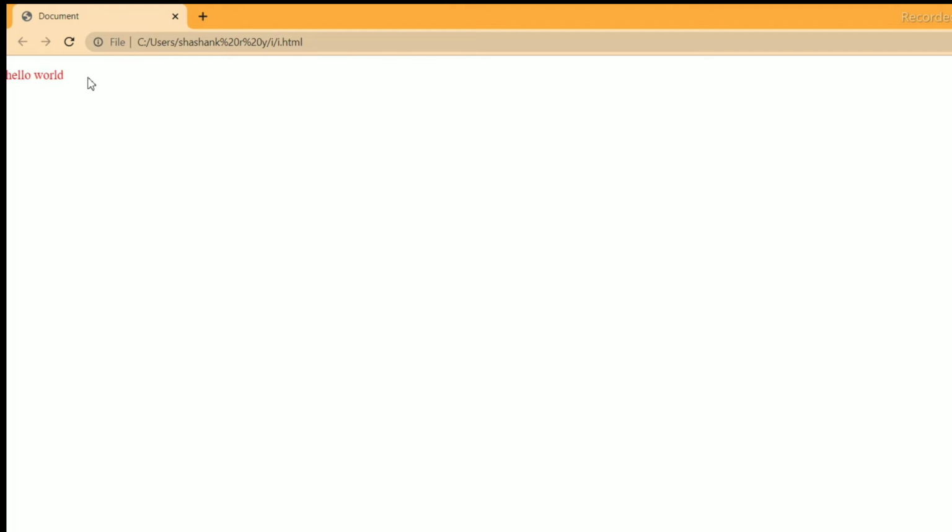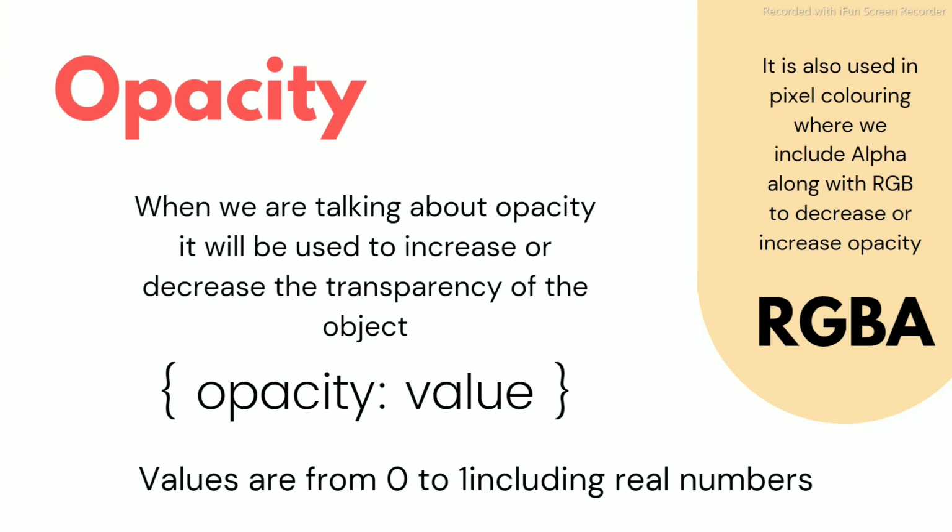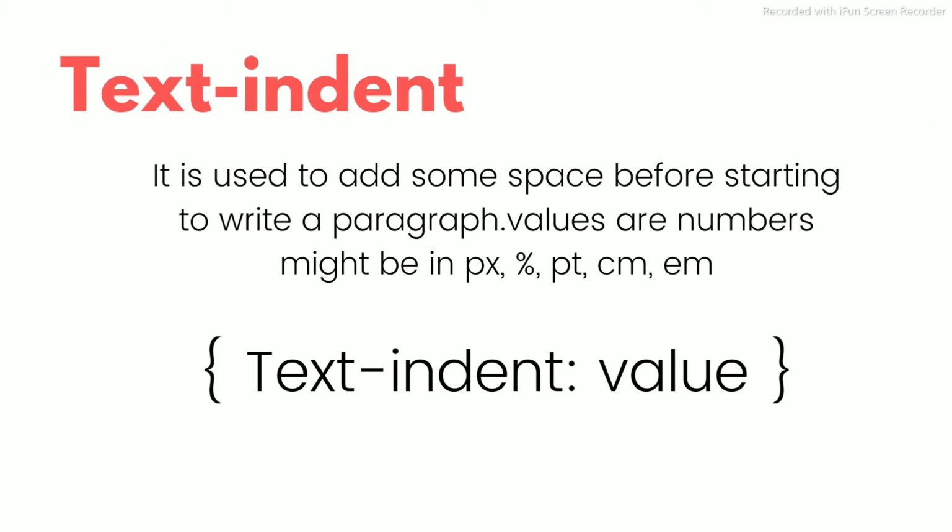Next I will go with the text indent. Text indent will make a gap before the starting text. If you have ever gone through a paragraph, it starts with some space at the beginning. This is the text indent. If we use more text indent, then more gap will be given to that starting text, else less gap will be given to that starting text.